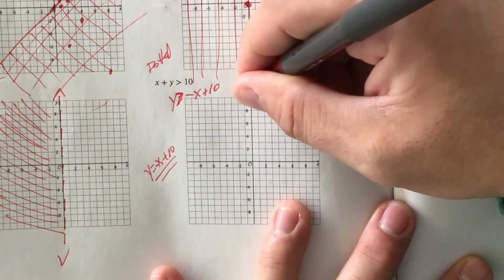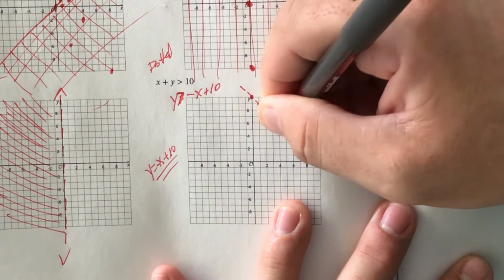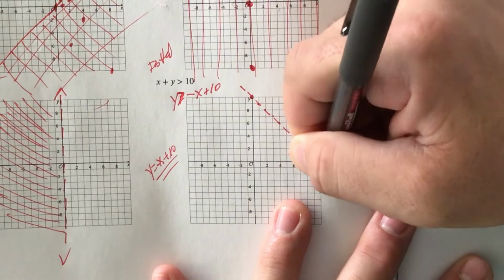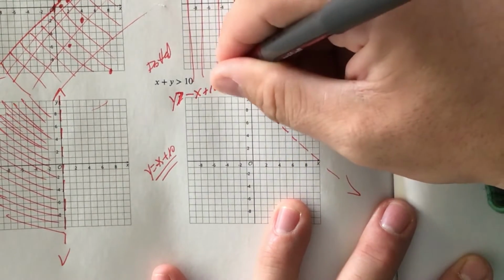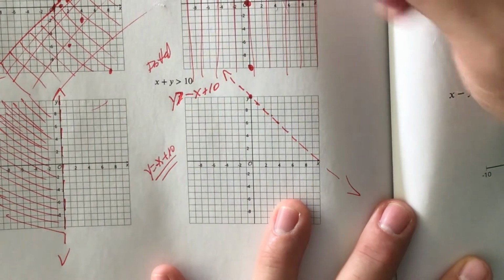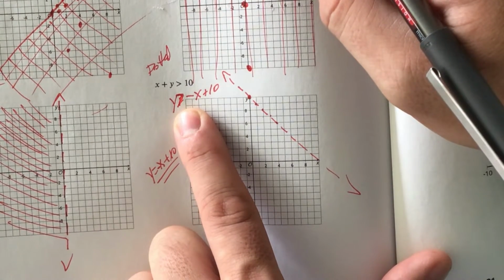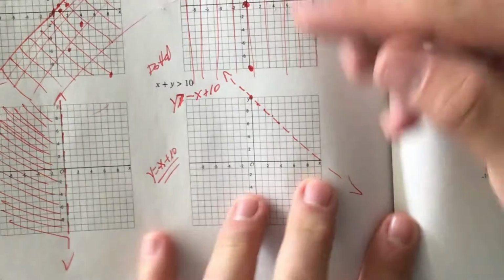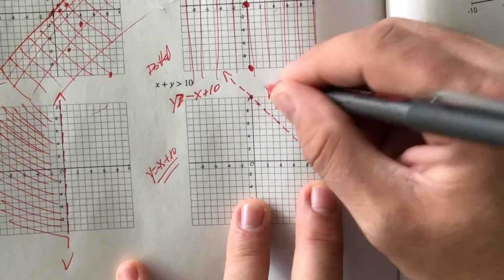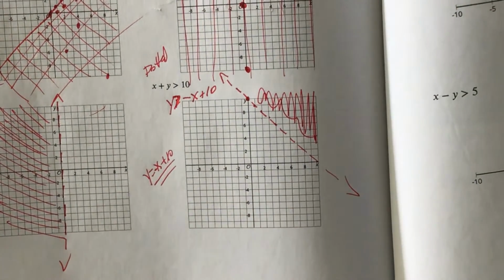Remember you said it was dotted. Do the best you can with that. Now, do you think I shade above it or below it? Greater than? Above. So anything in this area will work.